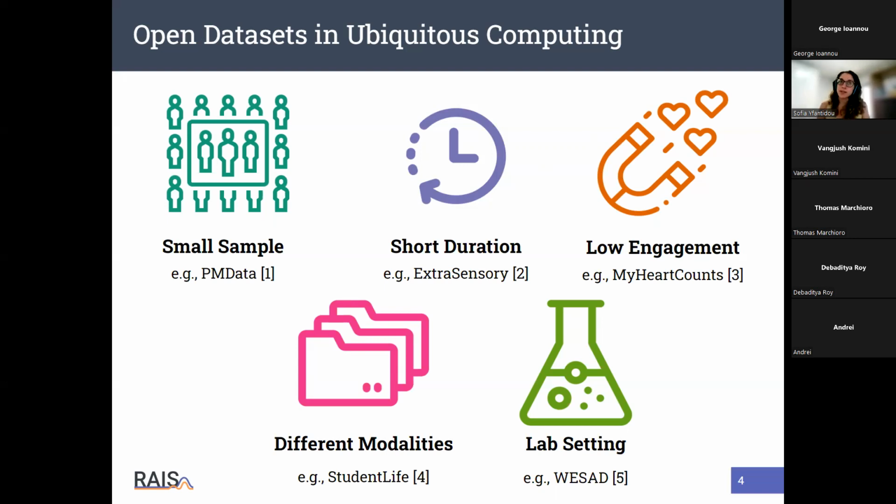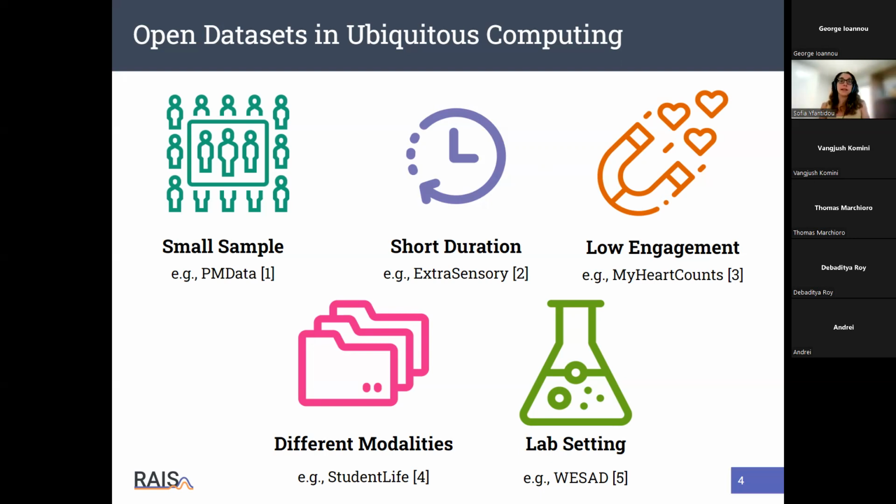The My Heart Counts dataset, for example, is a really large dataset from Stanford Medicine. And it includes thousands of users using wearable devices. However, the problem is that the average engagement is a little bit more than 4 days. So this makes it prohibitive for some scenarios. For example, you cannot run concept drift algorithms on data coming from 4 days because, well, concept drift most likely cannot exist in 4 days.